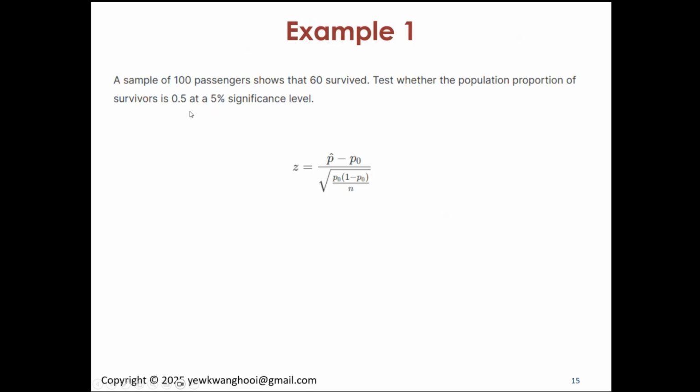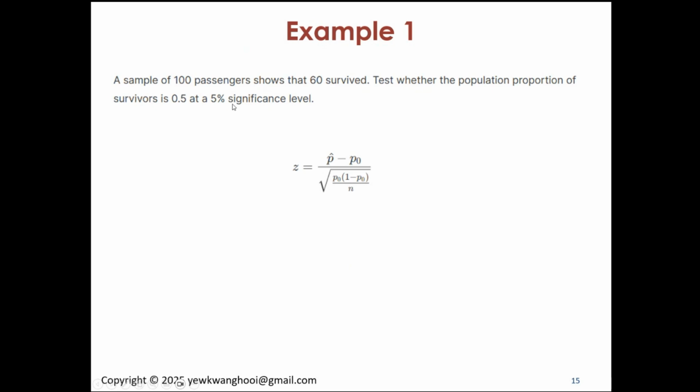Wait, doesn't this look funny? You see, this is 50%. But the value of the data given here is from the sample. Actually, the number of passengers is not 100, no? Many, yeah? But we're just saying 100 passengers, 60 survive. This is the sample proportion, 60%, 0.6. The 0.5 here is not the sample proportion, but the population proportion. And then the alpha value is 5%.